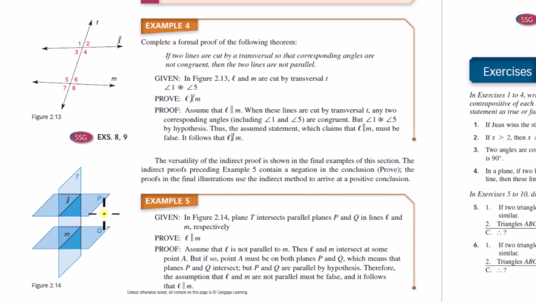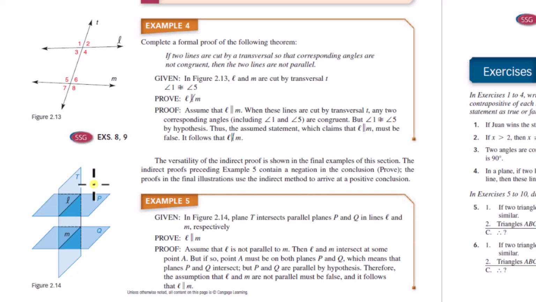Well, the first thing is that if planes P and Q are parallel, then does that mean that if you pick any line from P and any line from Q, those two lines must be parallel? Well, no, not necessarily, because they could be skew. Like you could have this line and this line are skew. But 100% they're not going to intersect. That's the meaning of two parallel planes.